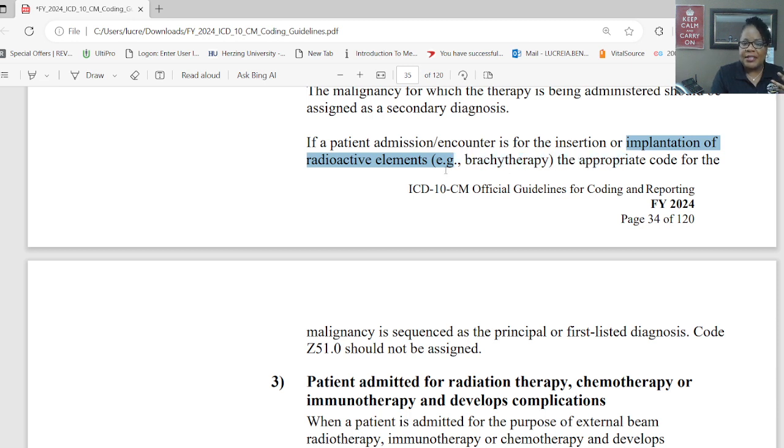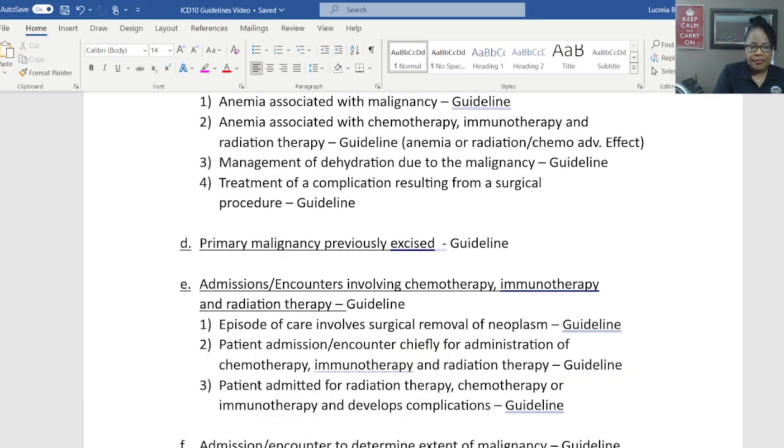Okay? Because you're justifying that procedure, then your neoplasm code goes first and then code the procedure. All right, that's 2.3, patient is admitted for radiation therapy, chemotherapy, or immunotherapy and develops complications. So this should be interesting.